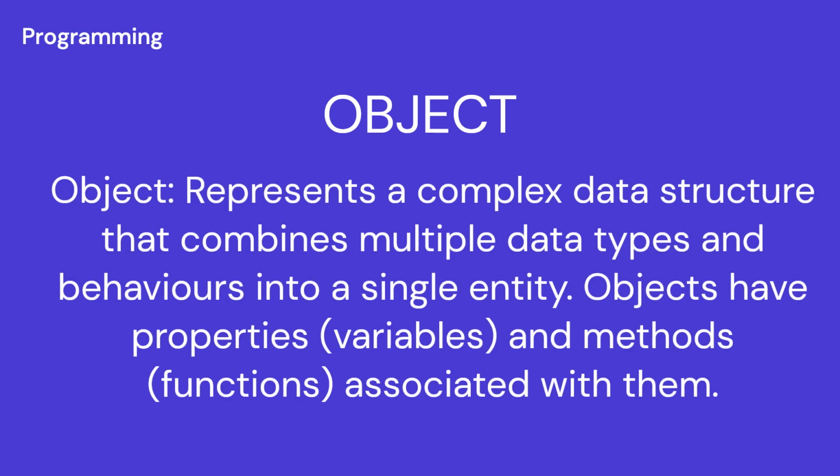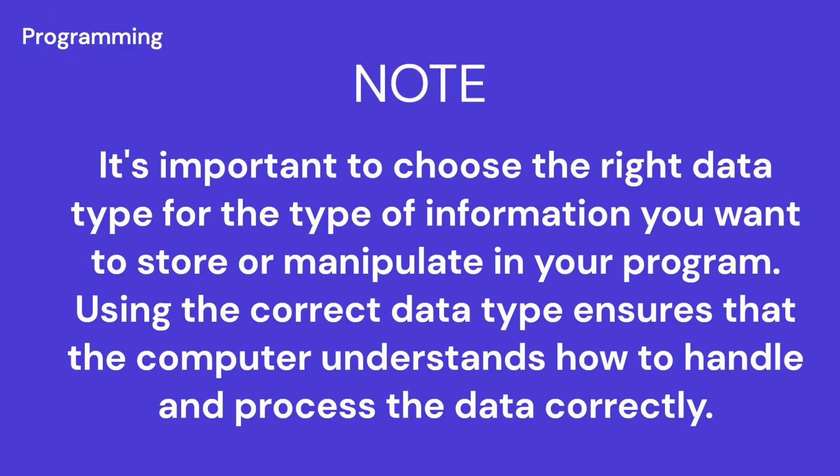Object represents a complex data structure that combines multiple data types and behaviors into a single entity. Objects have properties, variables, and methods, functions, associated with them. We have come to the end of the data types in programming, but listen to this important note.